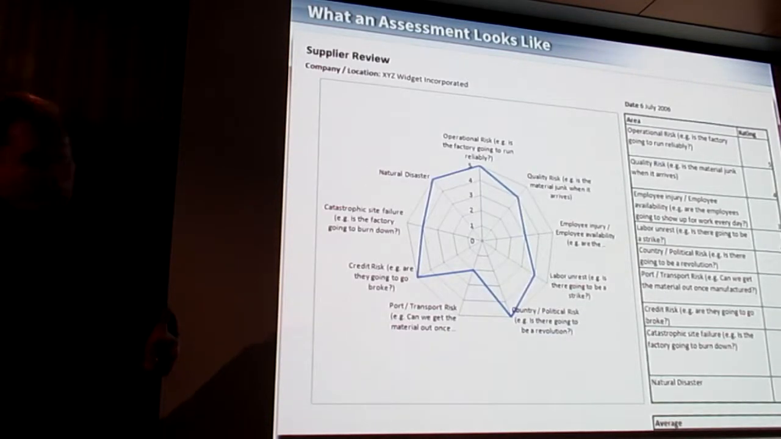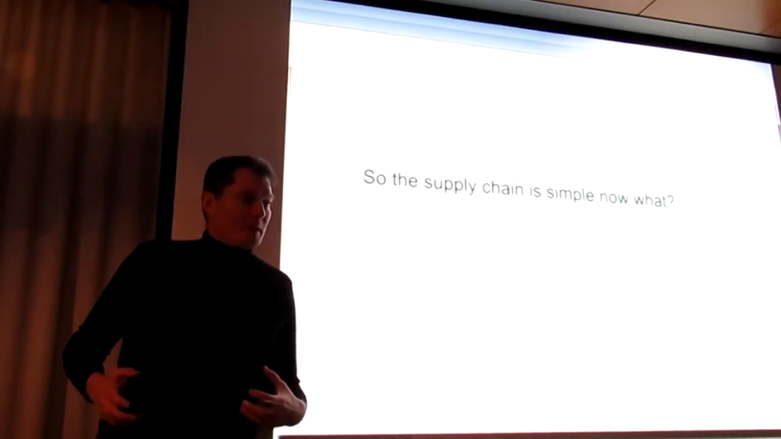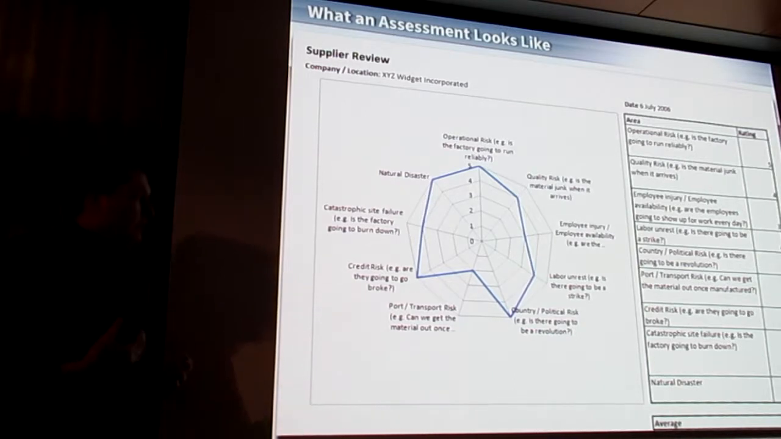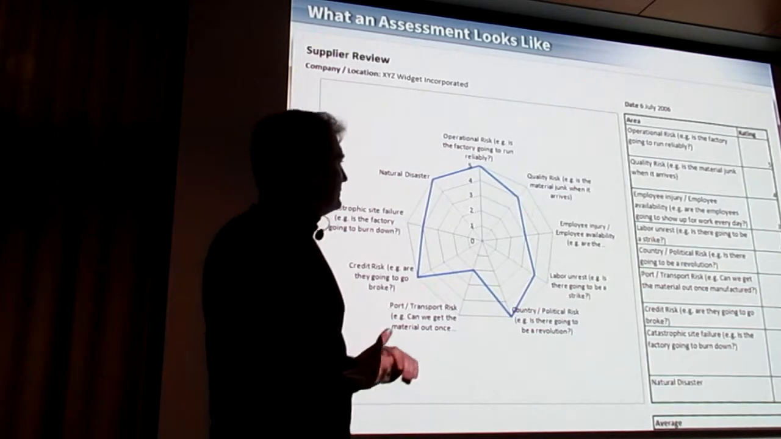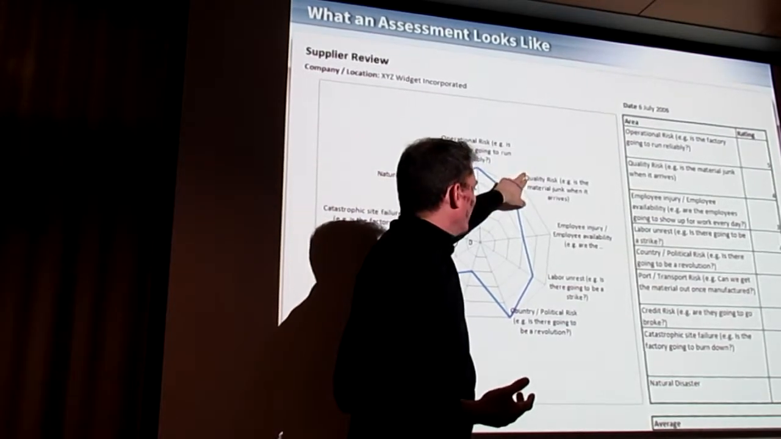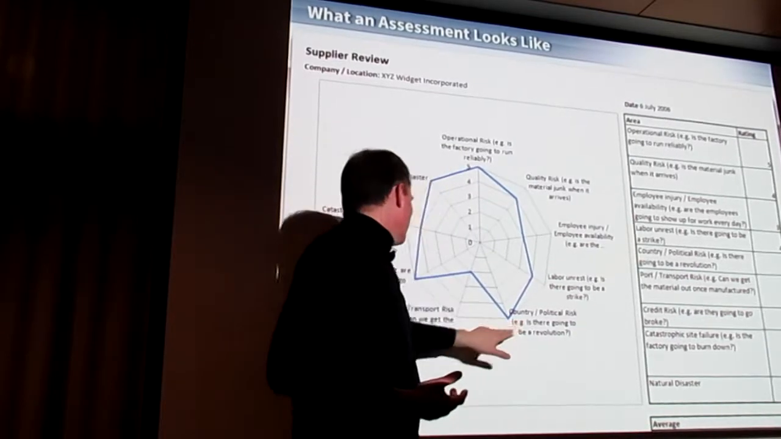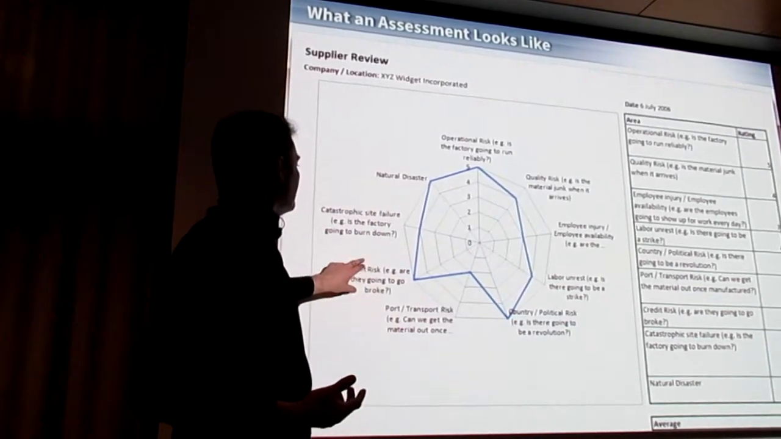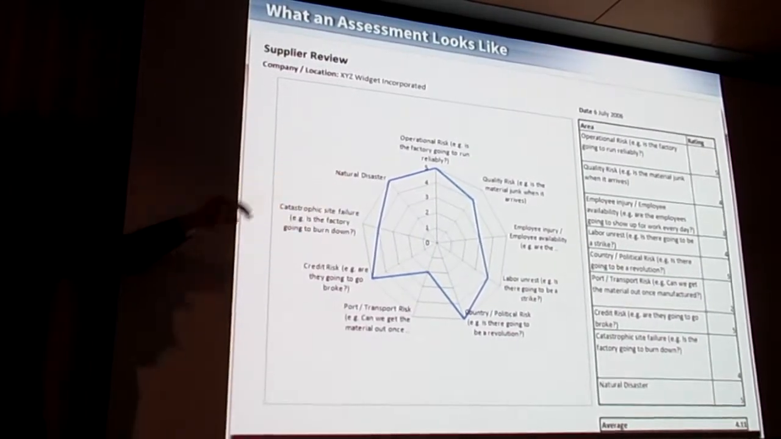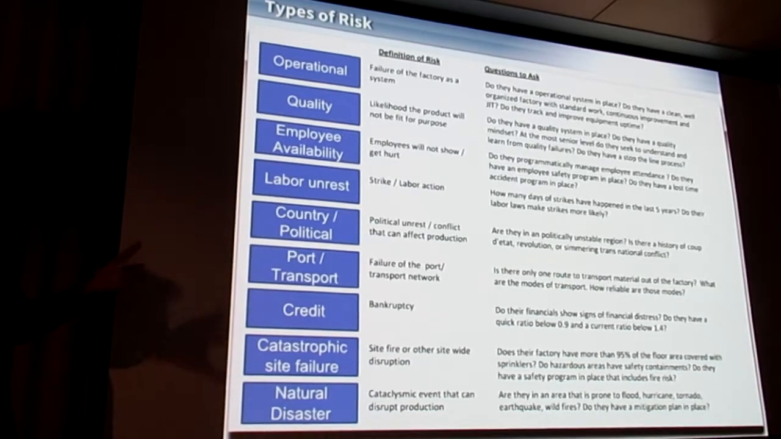Now the other thing that you want to do is try to actually assess supplier risk. And this is what that assessment looks like. You assess on a number of different dimensions. Operational risk, I'm going to be talking more about operational risk in a second. Quality risk, employee injury, labor unrest, country political risk, port transportation risk, credit risk, catastrophic site failure, natural disaster. Right? Try to look at all of these different things.